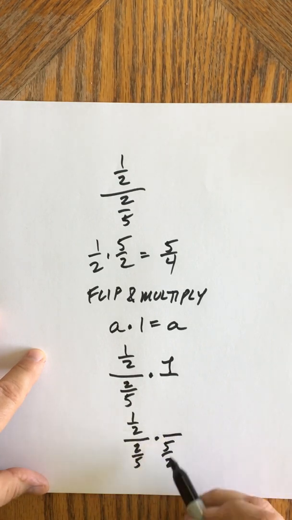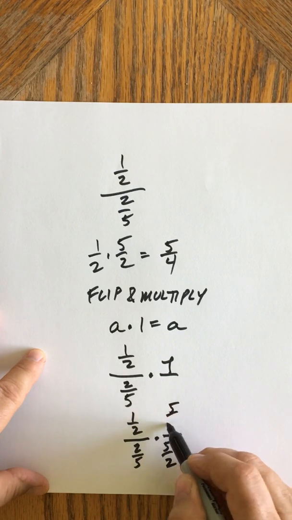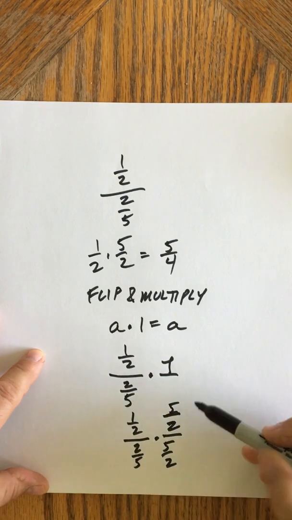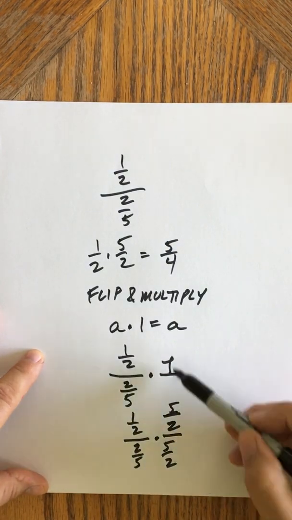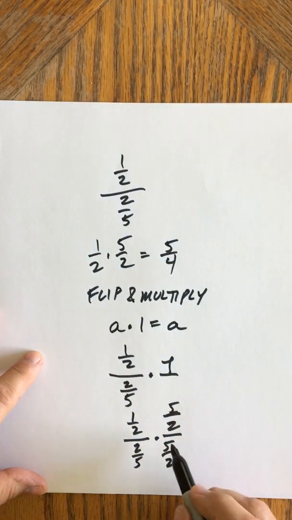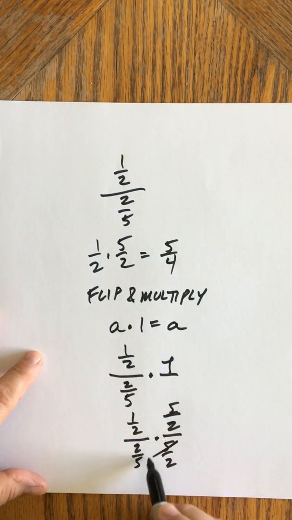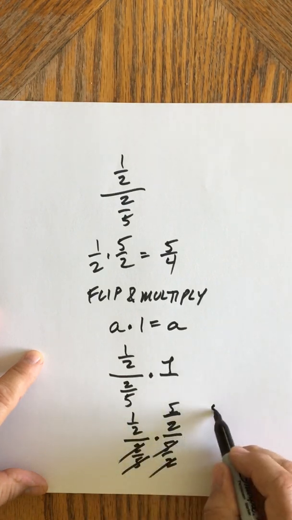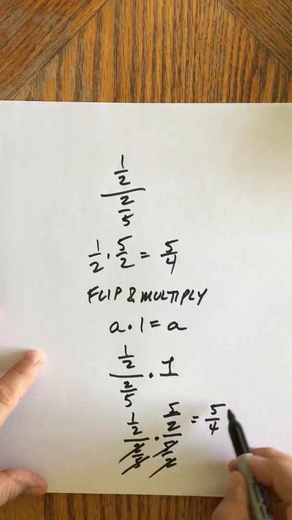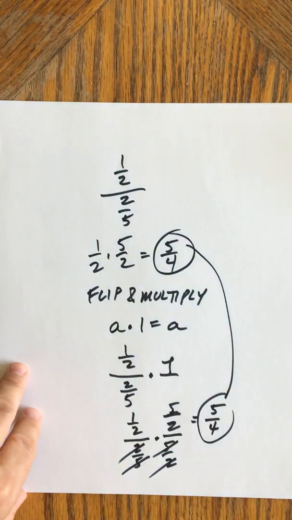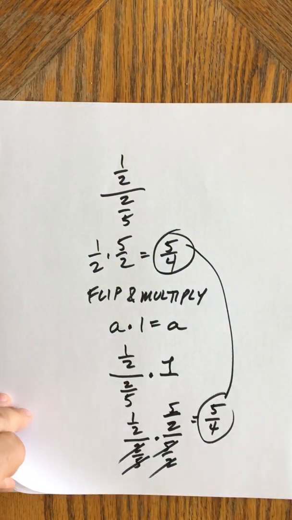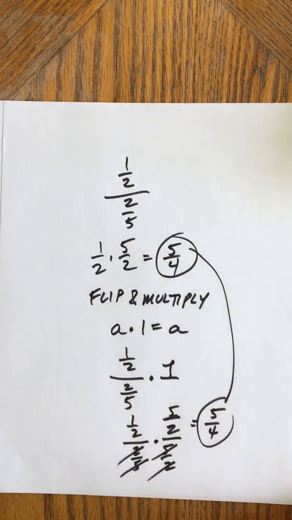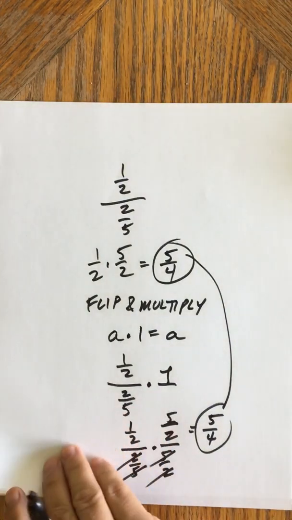But what I do to the denominator, I must do to the numerator, otherwise I'm not really multiplying by 1. So 5/2 divided by 5/2 is 1. But look, watch what happens. When I multiply across, the 5's cancel out, the 2's cancel out. And now I multiply across here and I get 1 times 5 is 5, 2 times 2 is 4, which is what we got up here, right? So I just wanted to make sure you understood that. So that's what you do there when you have a fraction over a fraction.